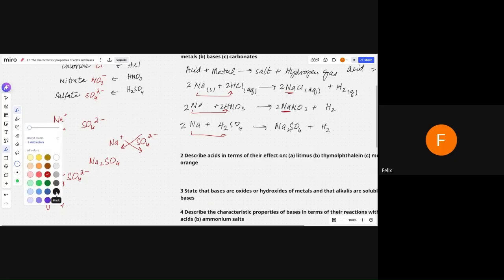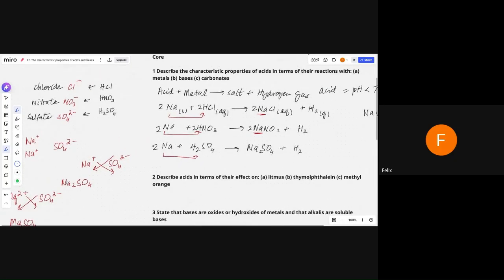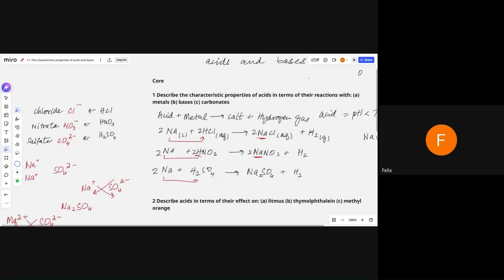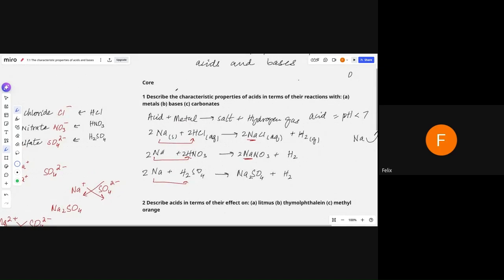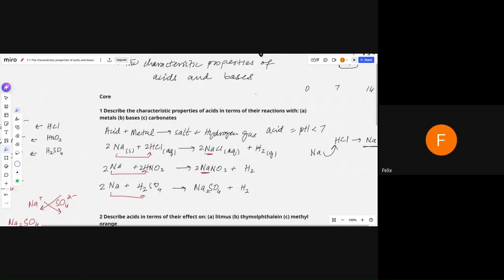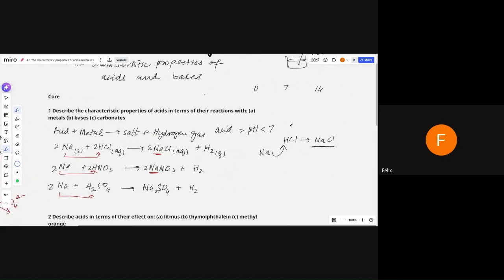So now we move on to the next one. Now we take a look at their reactions with bases, right? So what is a base? I have explained that a base is a chemical compound that will have a pH greater than 7, above 7. So base equals pH greater than 7.